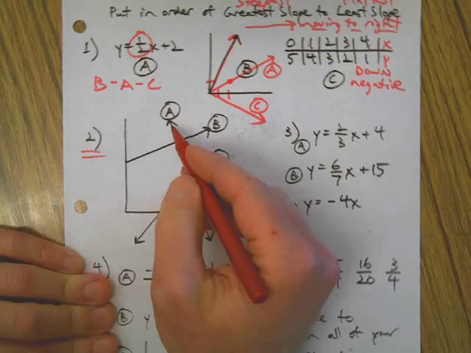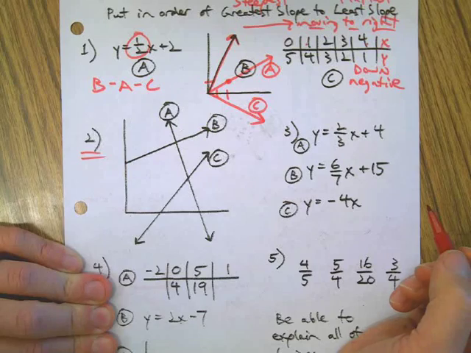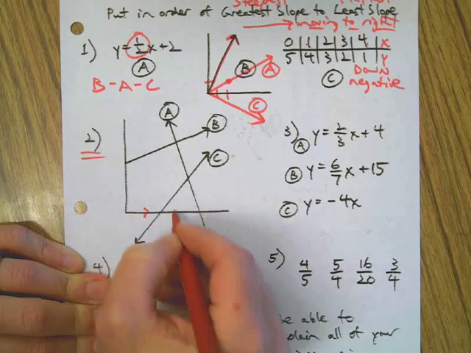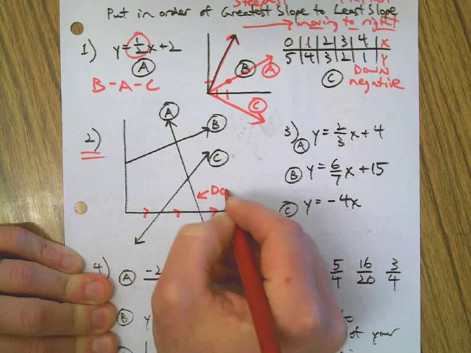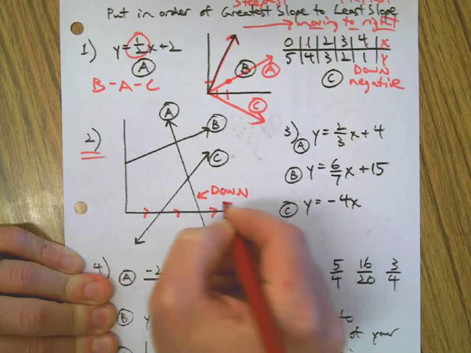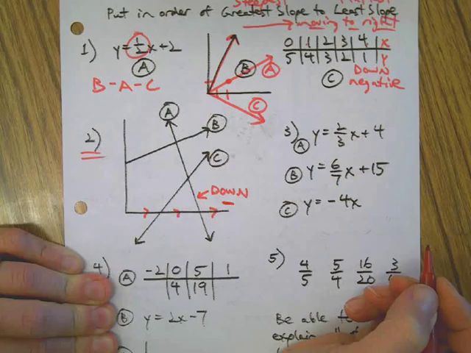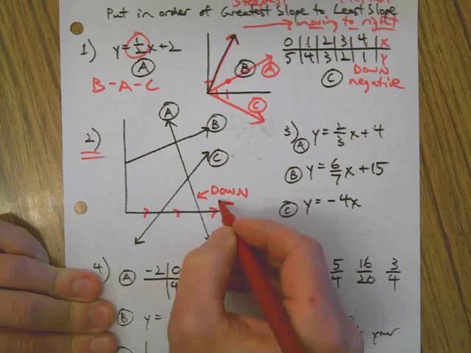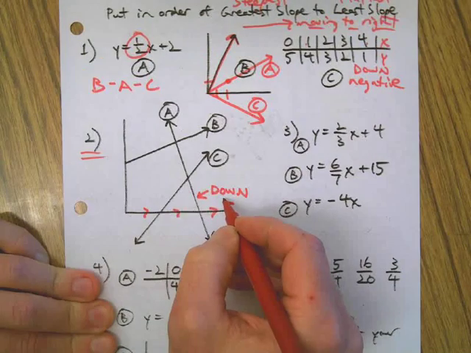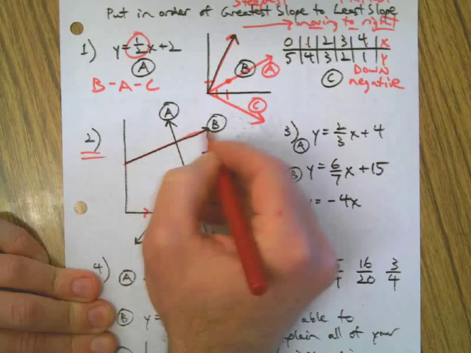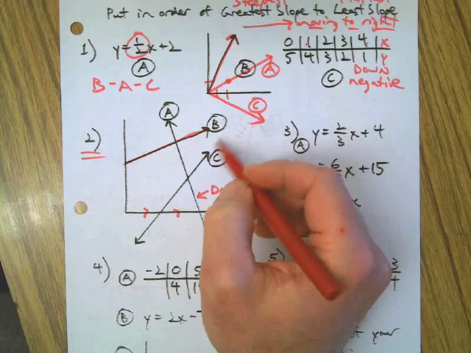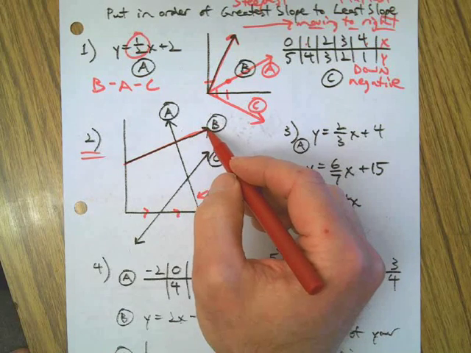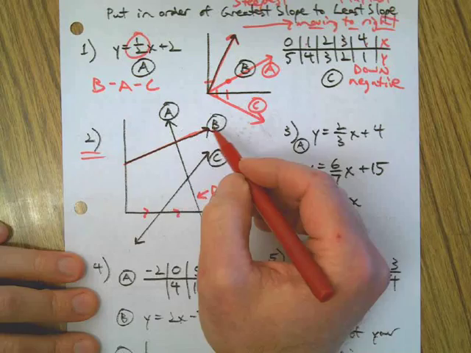A definitely looks the steepest, doesn't it? The problem is, as we move to the right, A is going down, which means it's negative. Okay? So that actually has the flattest slope. B finishes up here, and some people might go, oh, that has the greatest slope because it's the highest ending point on the line. But consider this.